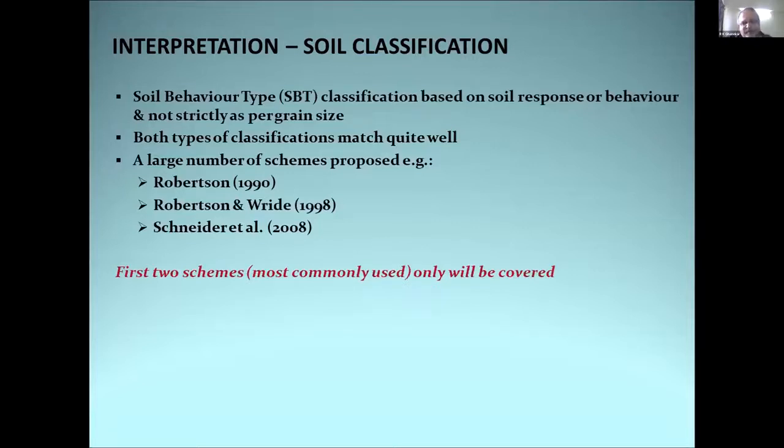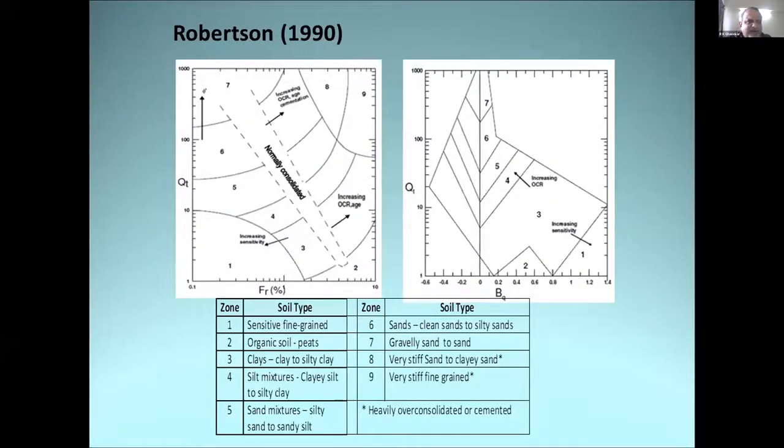A large number of schemes have been proposed in literature, but the most commonly used classification systems are by Robertson and Wright, which I will be discussing in some detail. Now, Robertson 1990 gave two charts, one between the normalized friction ratio and the normalized cone resistance, and the pore pressure parameter Bq and the normalized cone resistance, and defined various zones on the chart which show the soil type. However, one disadvantage of this is that the stratigraphy or the sequence of layers cannot be discerned very easily.